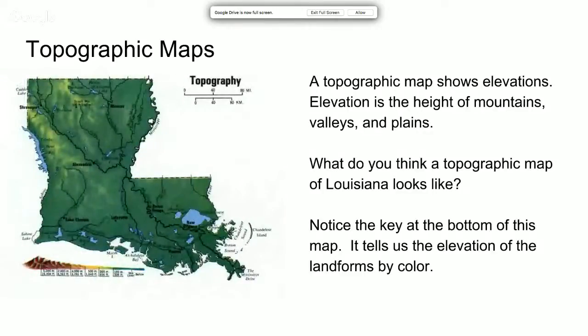Right. So you can see at the bottom of this map a key. Always look for the key on a map because that's very important information. And this one is a color key. It tells us by color what the elevation of the land is. And almost all of Louisiana is green. So what does that tell us about Louisiana?